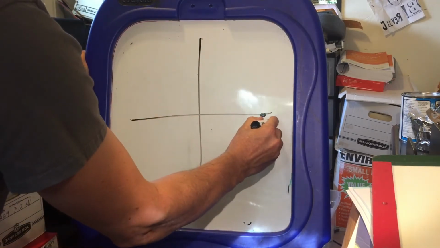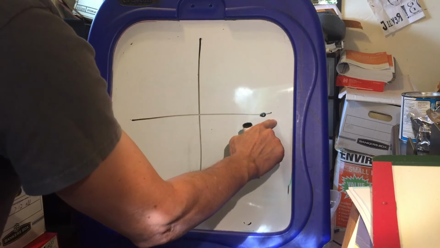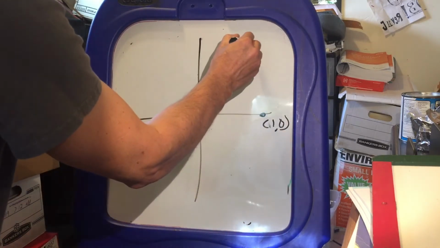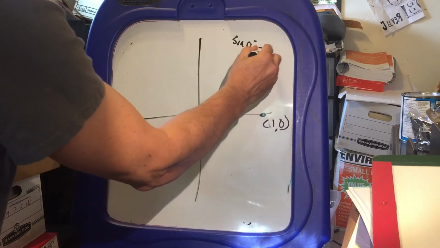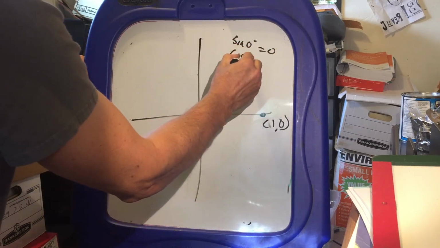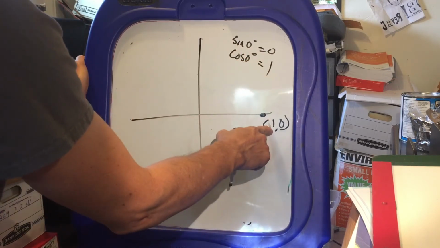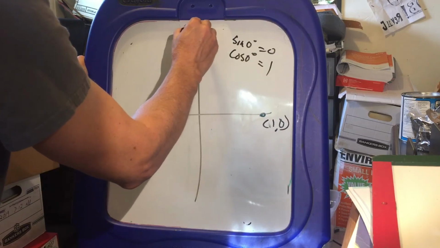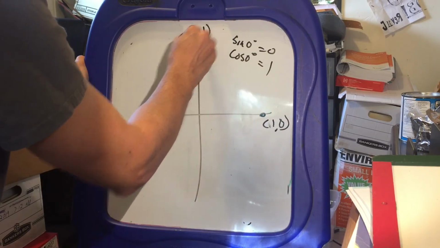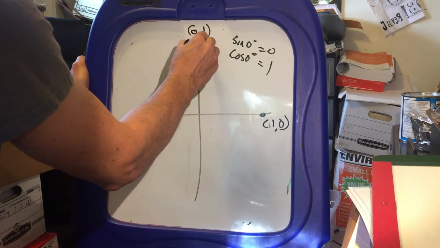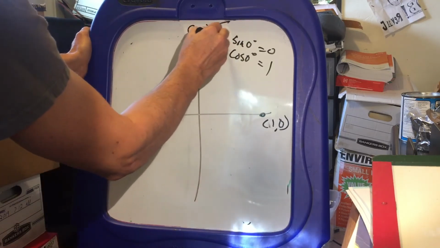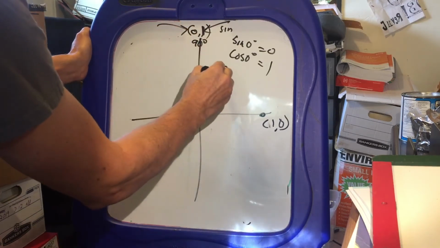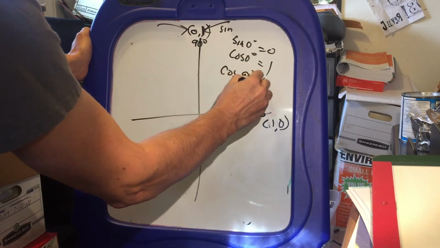Right here, this coordinate is 1, 0. That's 0. So if I asked you what's the sine of 0 degrees, well, the sine is 0. What's the cosine of 0 degrees? That would be 1. The cosine of 0 degrees is 1. What about this one? This one is 0, 1. What's the sine of 90 degrees? 1. This second number is the sine. What's the cosine? 0. The cosine of 90 degrees equals 0.